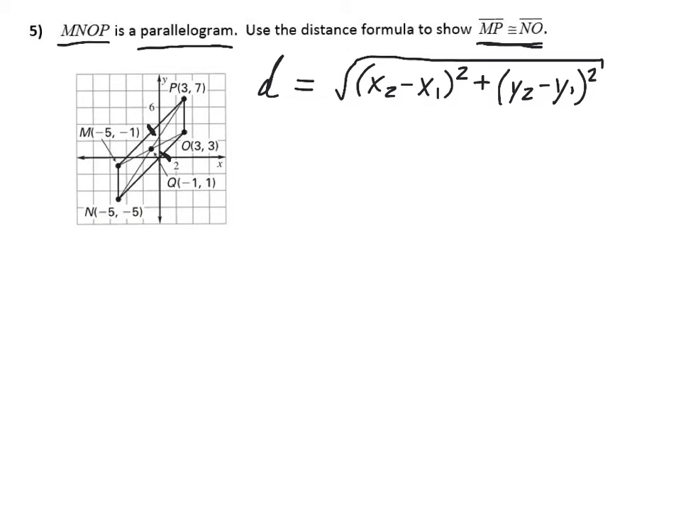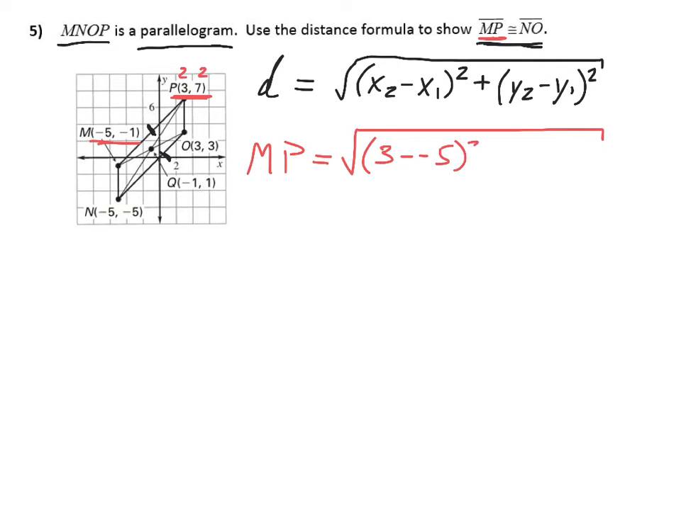So let's focus on MP first. I'm trying to find the distance from M to P. So we have M here and I have P here. We'll use P as our x2, y2. So they're going to be my first coordinates that I'm plugging into each set of parentheses. So it looks like we're going to have 3 minus negative 5 squared. Then the second set, I'm going to have 7 minus negative 1 squared.